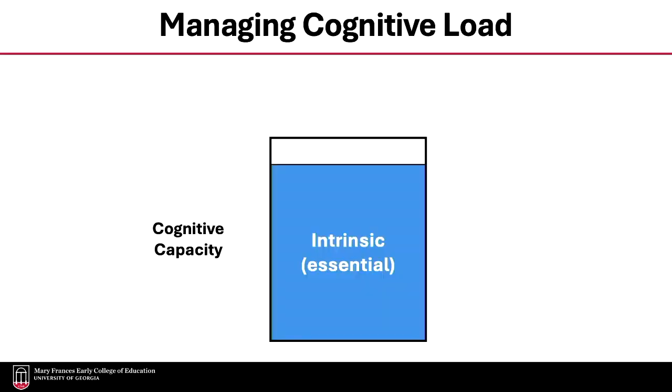We can call that intrinsic load. So this is essential, right? If you're learning about the circulatory system, there's just a certain amount of cognitive effort that's required to mentally represent the different structures and processes and coordinate those, right?